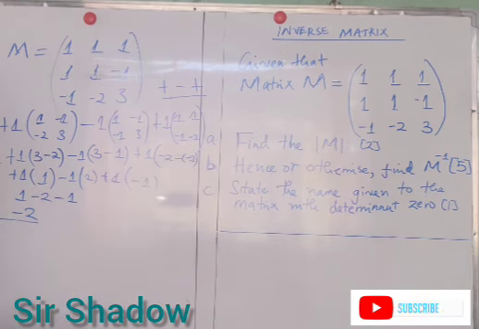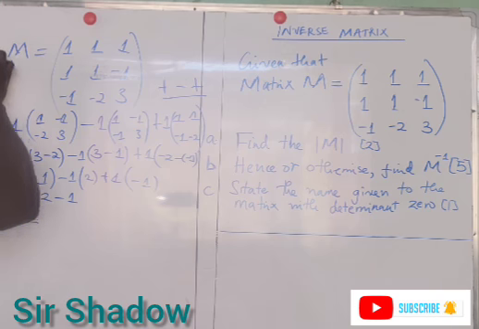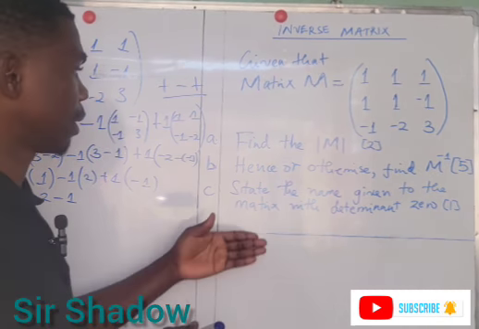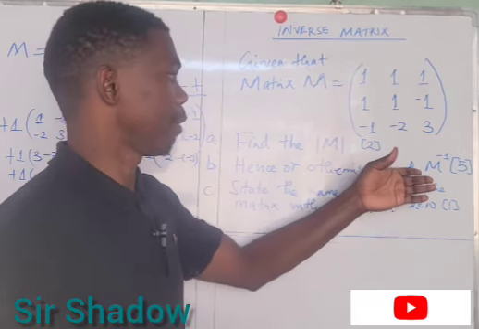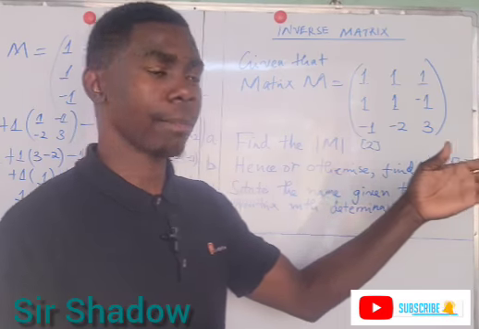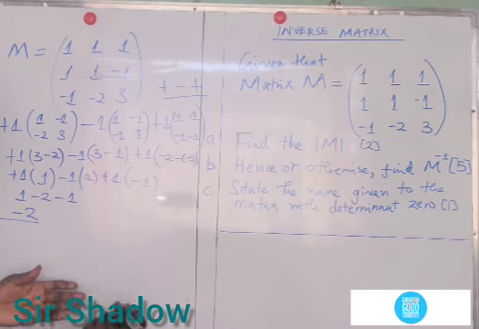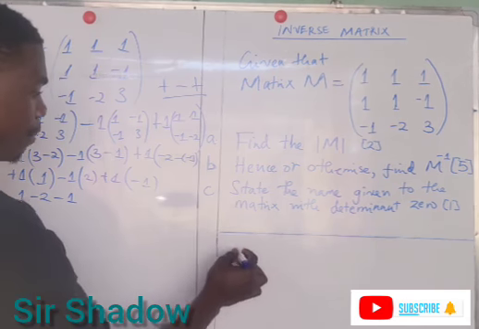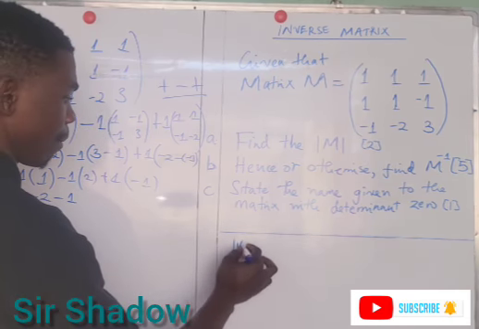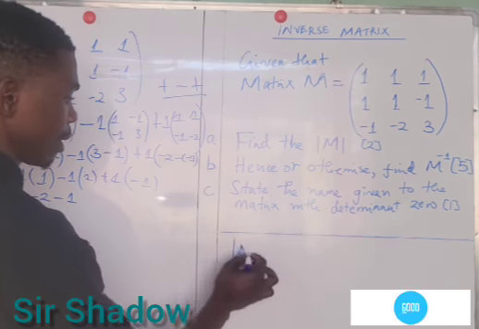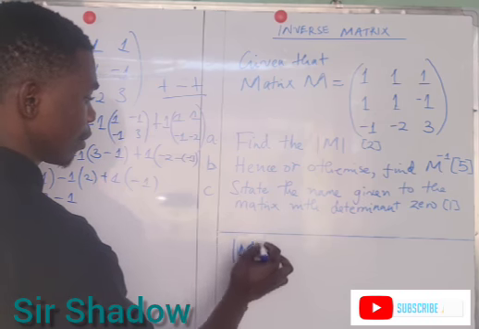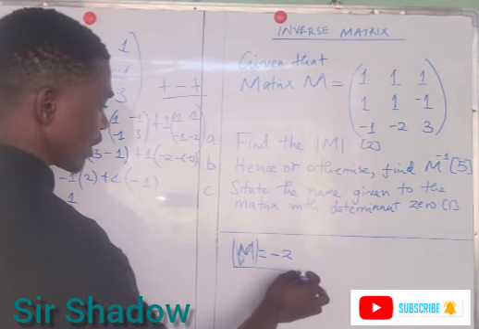Let's move on to part B. Here is part A. We are moving on to part B. Hence or otherwise, find the inverse of matrix M. Right? We want to find the inverse of matrix M. But already we have our determinant. Our determinant now, the determinant of M, is equal to negative 2. Here is our determinant of M.